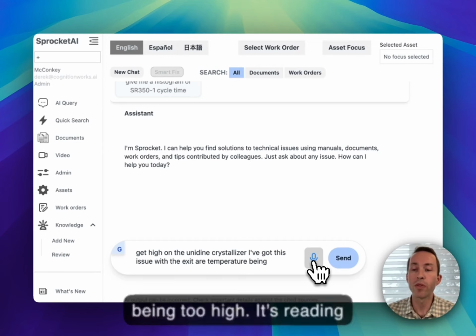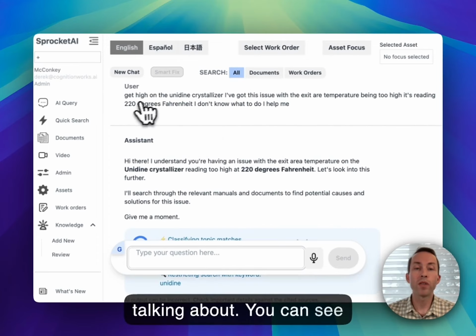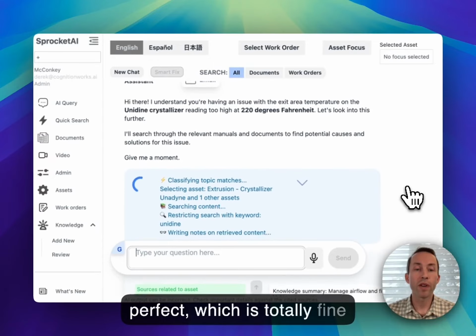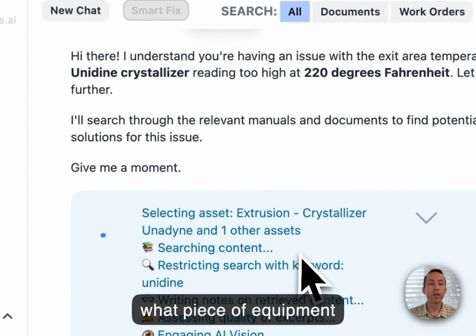So what it's going to do here is figure out what piece of equipment we are talking about. You can see the transcription here isn't perfect, which is totally fine because the AI figures out what piece of equipment we're referring to and then goes through, and there's the piece of information we just contributed that we just talked about with the AI, and it wrote it up for us. You'll remember that from the previous screen, and there's the picture that we pasted in there, and then the AI takes that and tells us what to do.